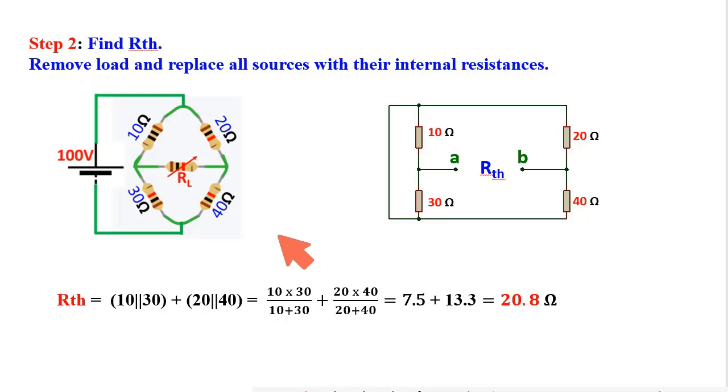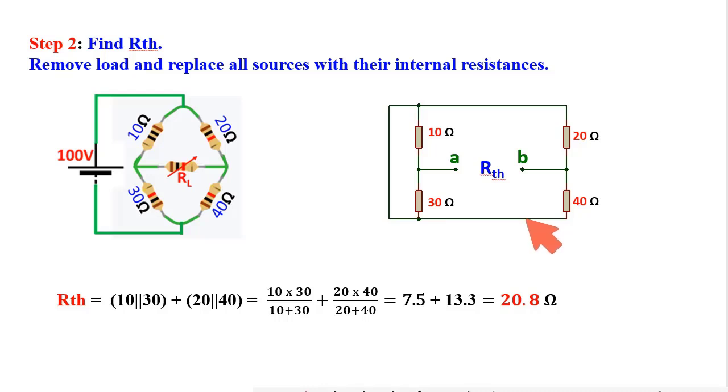Now trying to find out the RTH. For RTH, removing this load, I have removed it, and the source voltage will be replaced by its internal resistance. Here for the voltage source, no resistance has been mentioned, so it will be considered as an ideal voltage source. Internal resistance is 0, so it will be shorted. So this is short. So this is ultimately the resistance combination to get RTH.